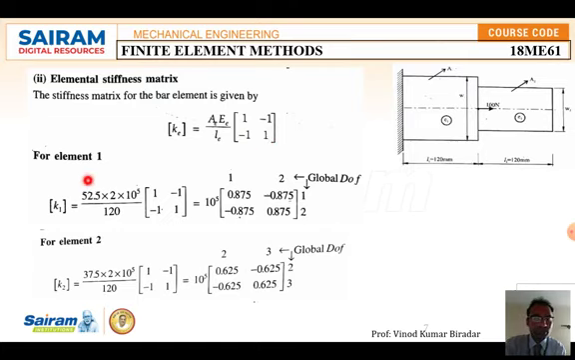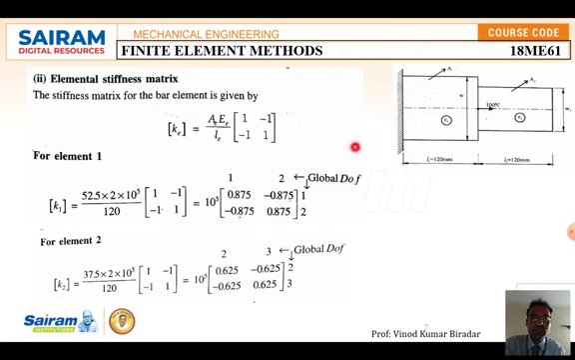For element 1, K1 is equal to AE by L, where A is the area 52.5, Young's modulus is 2 into 10 to the power of 5, and length is 120. You have to simplify this: you are going to get 0.875 into 10 to the power of 5 times the matrix [1 -1; -1 1]. Keep 10 to the power of 5 as it is, then multiply 0.875 into this matrix, and you are going to get 0.875, -0.875, -0.875, 0.875.